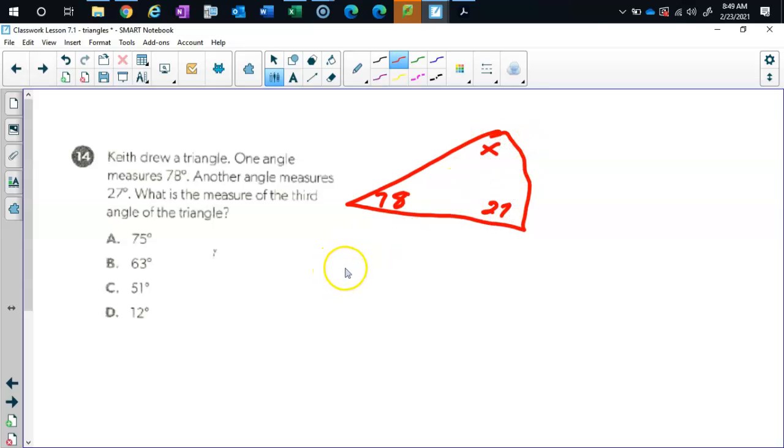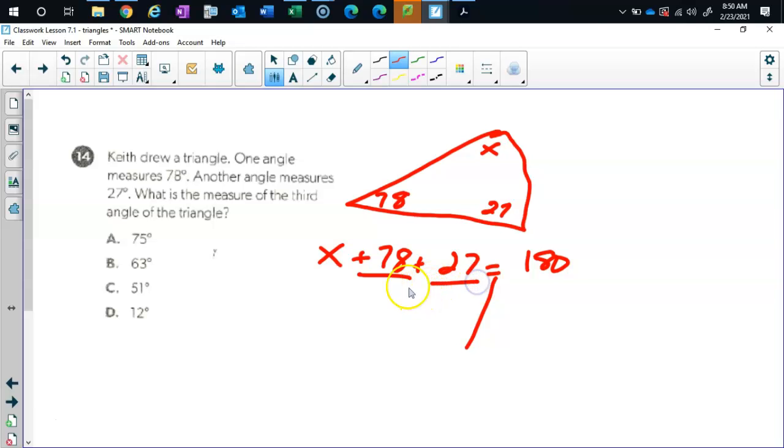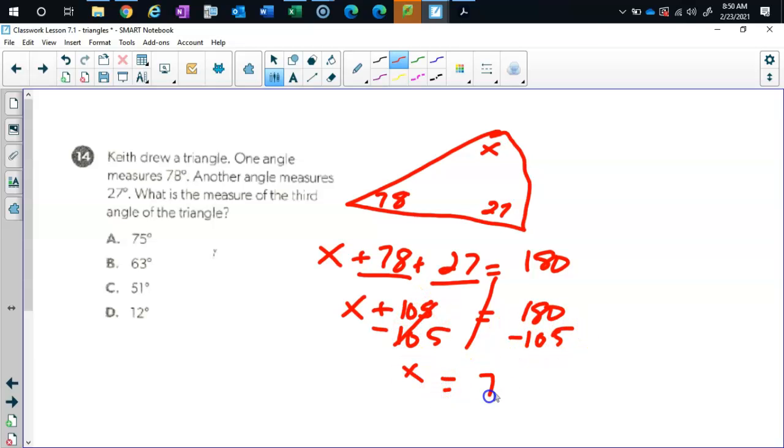We'll call it X. Well, the three angles in a triangle have to add up to 180. So X plus 78 plus 27 equals 180. 78 plus 27 is 105. So I'm going to have X plus 105 equals 180. Subtract 105 from both sides, and we get X is 75. So 75 is our third angle.